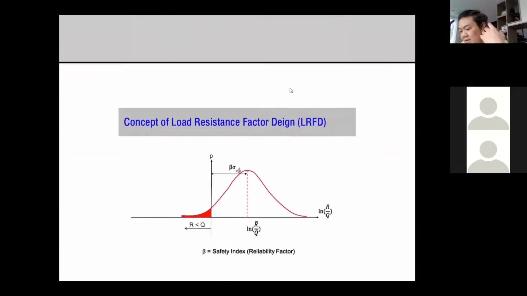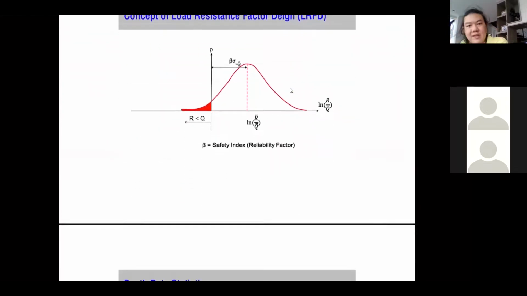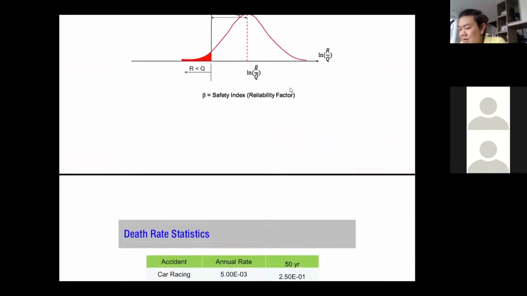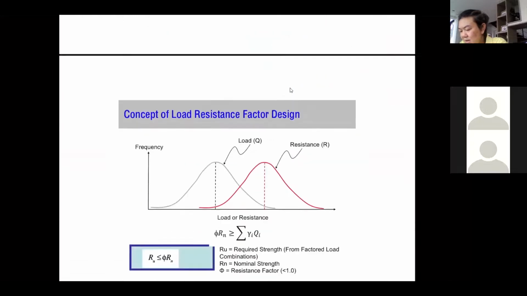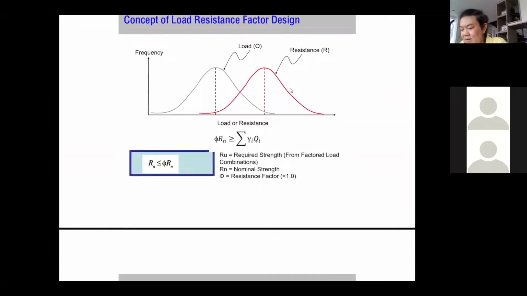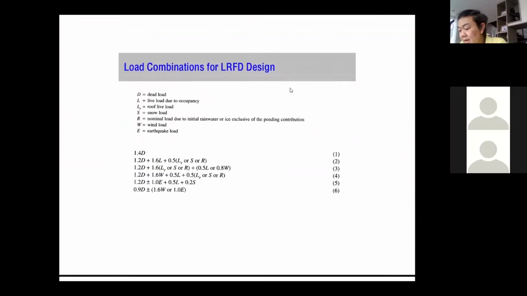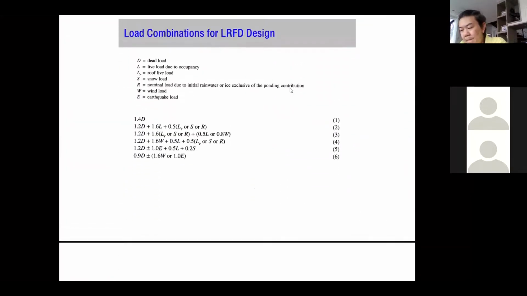So they take everything into account and always try to come up with the reliability index and convert that along with the death rate and so on. So they have in the end the resistance factor, and likewise the factor of safety.